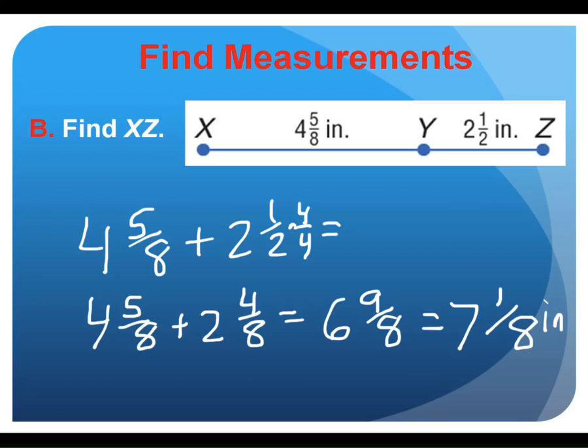Okay? Questions on the adding or subtracting or adding fractions part? I know it's probably been a while since someone's done that.